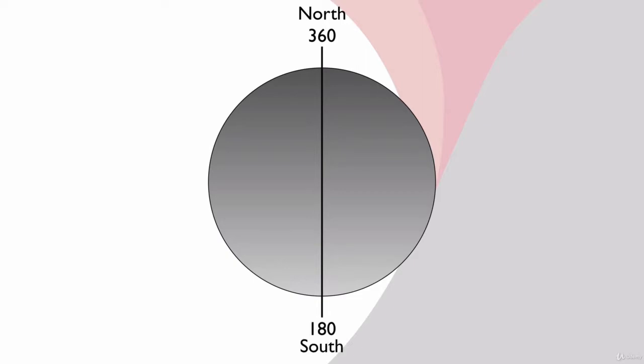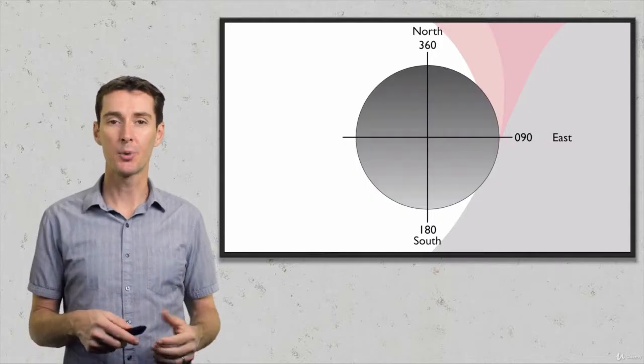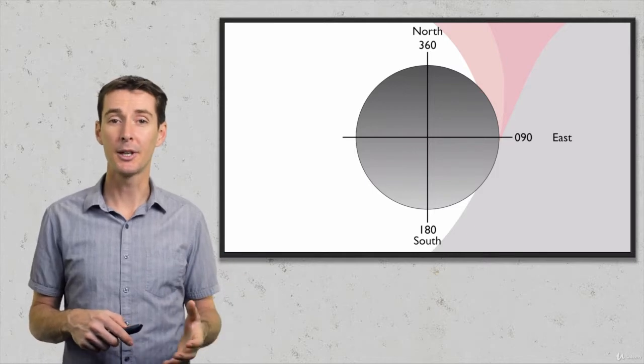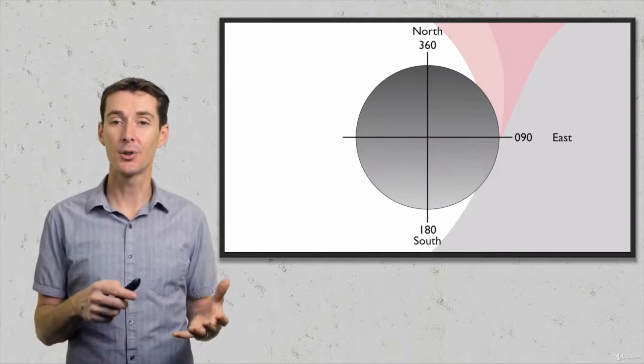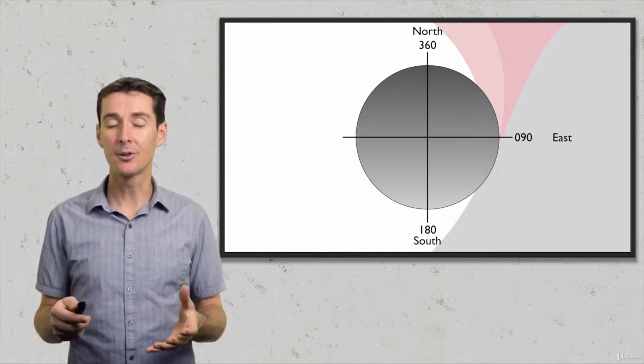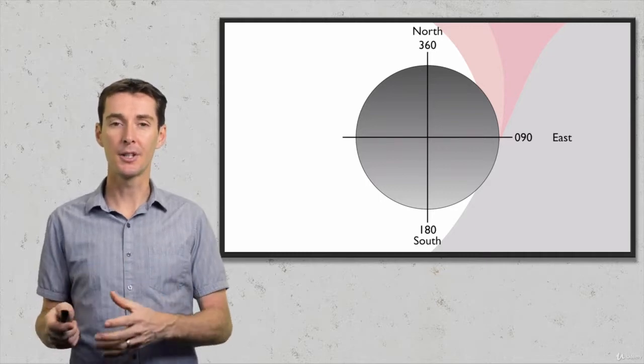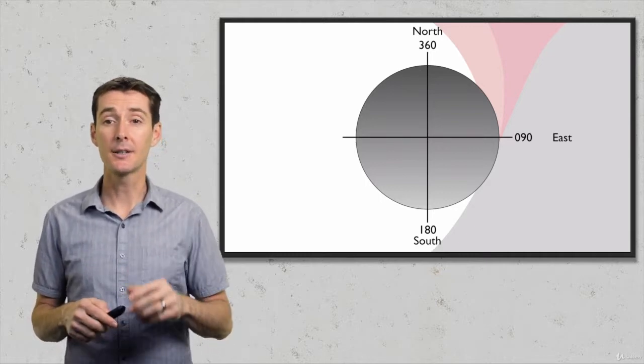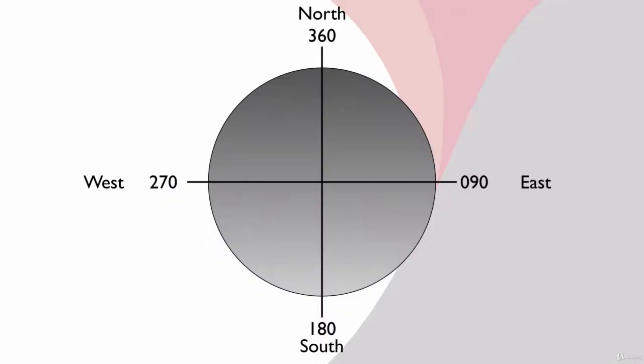Then we have south, which is 180 degrees. Then we have east, and I'm going to say 090. That's going to make more sense when we talk about radio communication. This is a standard. 090 is 90 degrees. We just say every single digit individually. So 090 is east, and 270 is going to be west. So 180 south, 360 is going to be north.